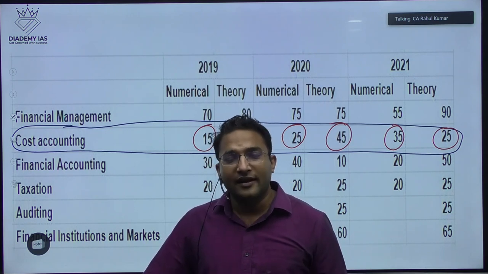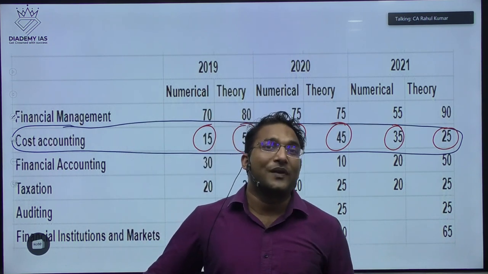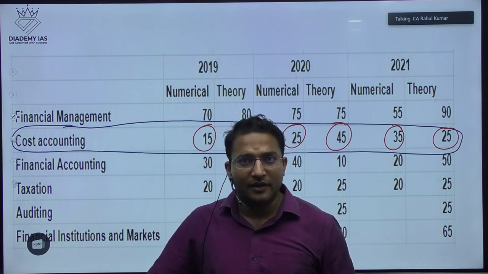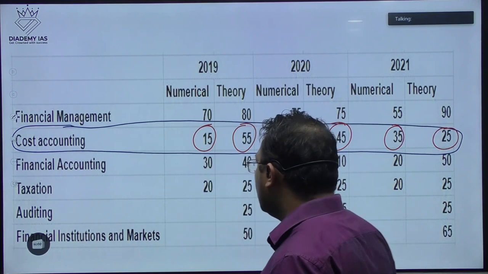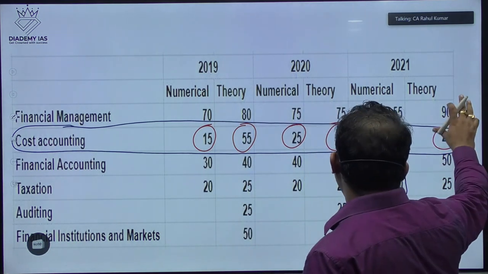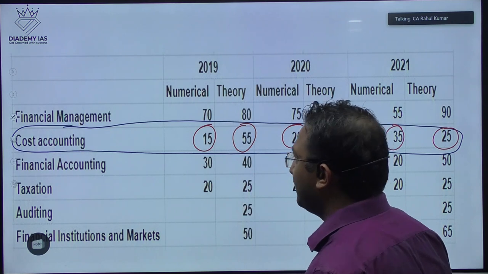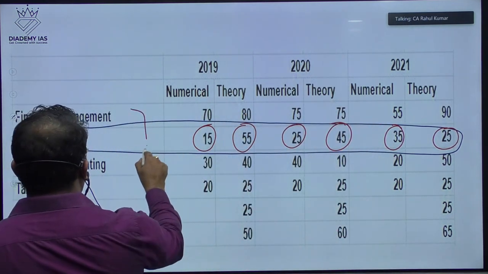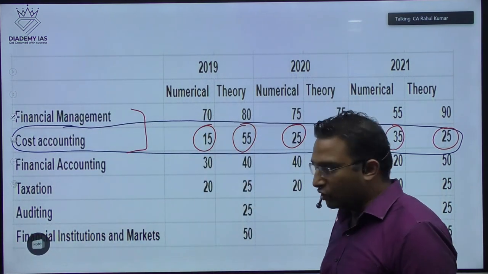So costing, in fact, the theory part is relatively easy because you don't have to do much practice, right? And you have to remember by a systematic method, right? So costing occupies the second highest importance in paper one after financial management, right? So financial management and costing, these are the two topmost subjects, and we should get a hold over both subjects.